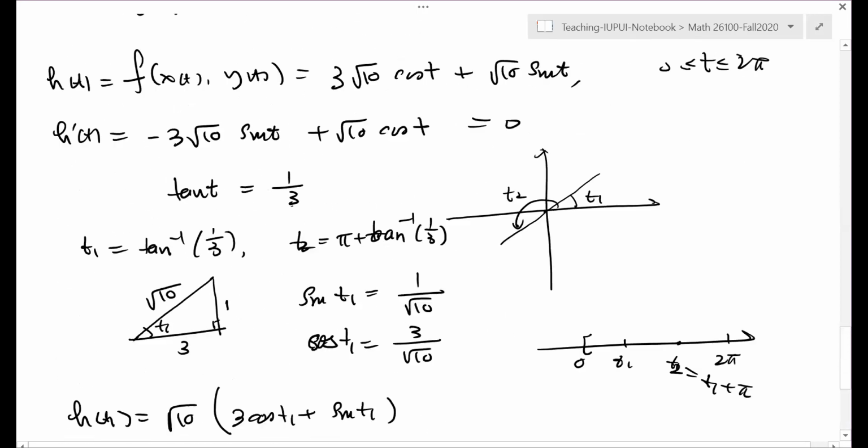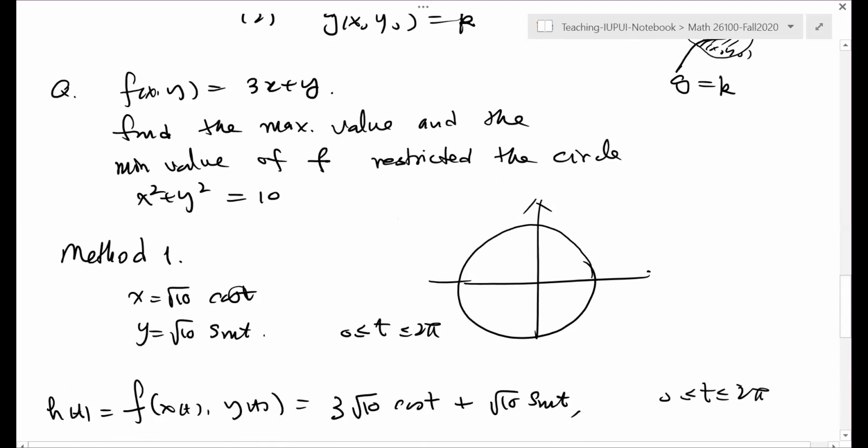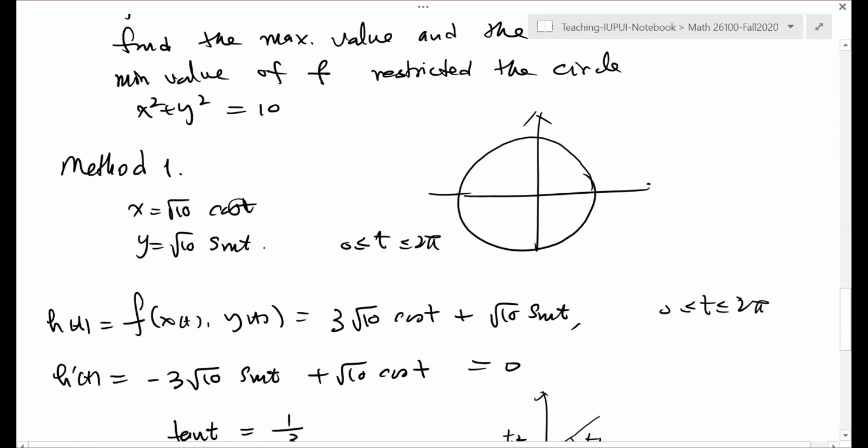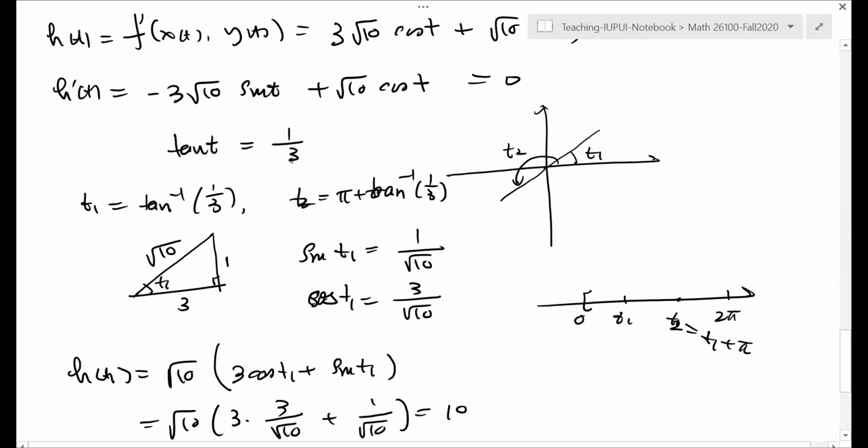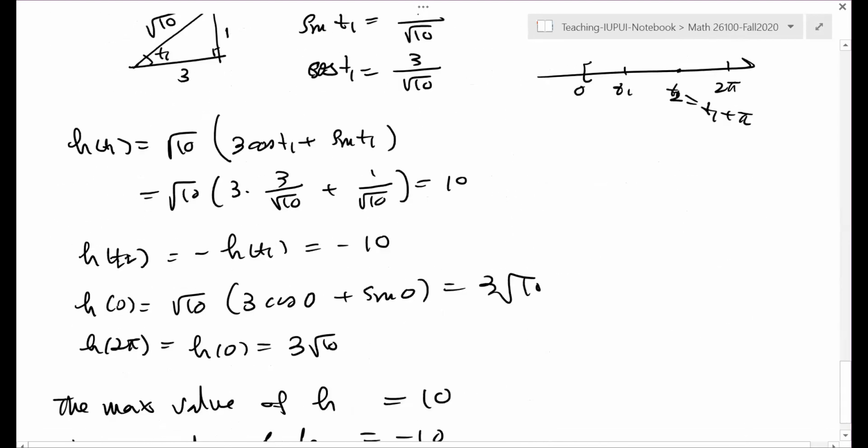Let's go back to here, the function restricted on the circle. The circle is a one-dimensional object. It can be parameterized by one parameter t, in this standard form. So when you restrict the function to the circle, you get a function of one variable. Then you just need to find the maximum or minimum value of this function in one variable. But it still takes time. It's not easy to go through all the steps.